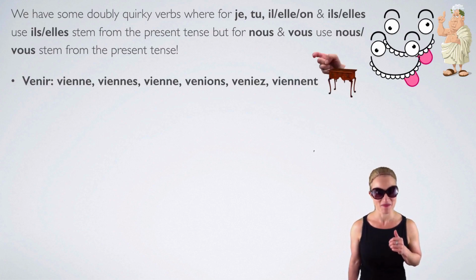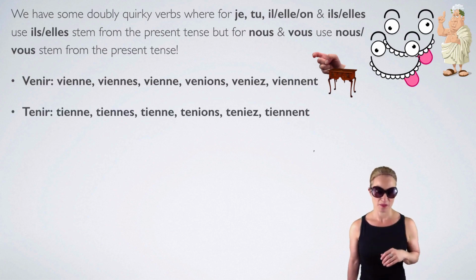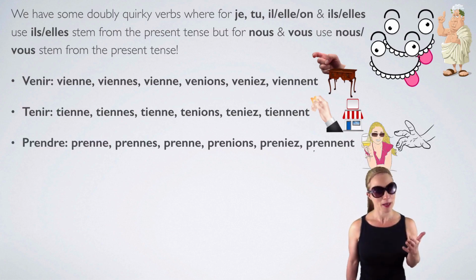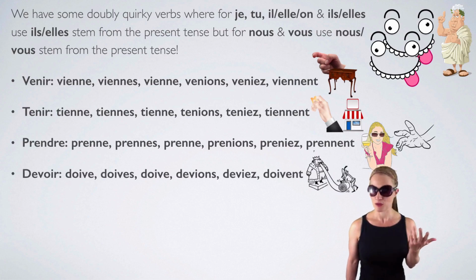Here we go, venir. So it's viennent, viennent, viennent. Then the nous and vous: venions, veniez, viennent. Tiennent, tiennent, tiennent. Tenions, teniez, tiennent. Prennent, prennent, prennent. Prenions, preniez, prennent. Devoir: doivent, doivent, doivent.